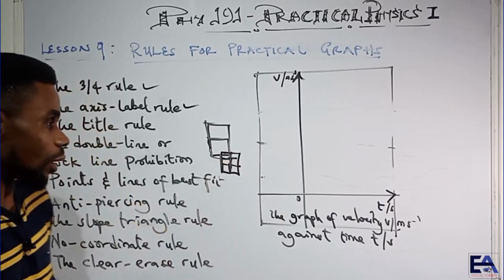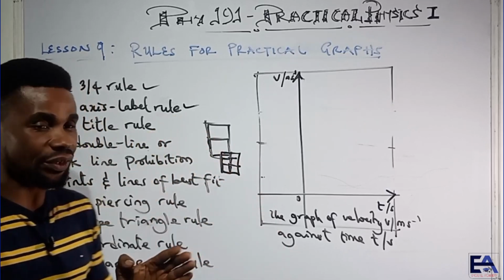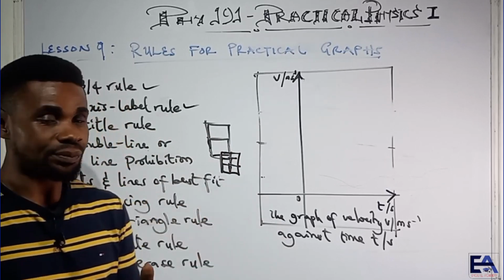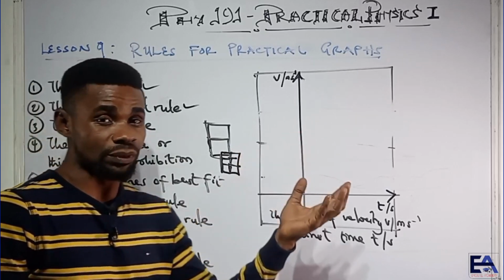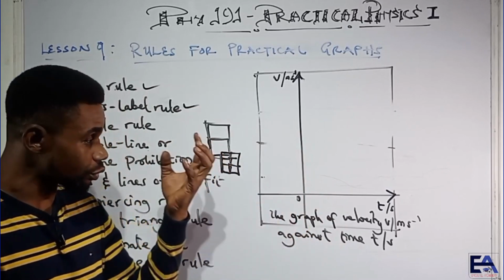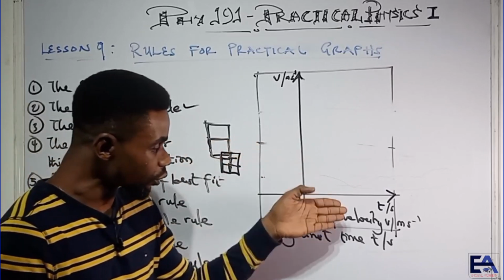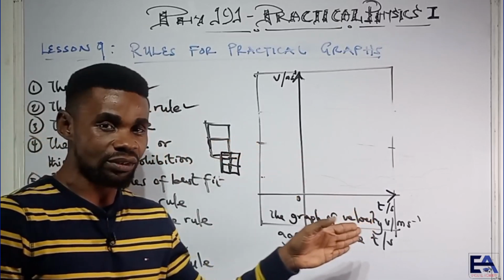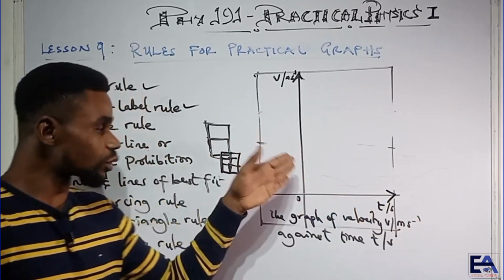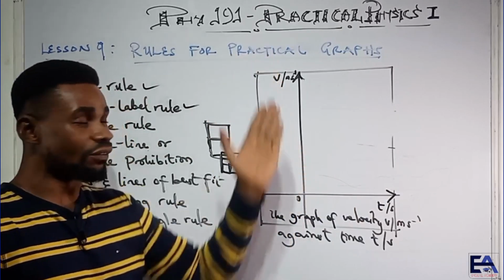Whichever graph you're using, it is also very important to indicate the scale that you used, so that the person seeing what you represent can easily follow what you're doing. The person will say, okay, this person used 2 centimeters to represent 1 second on this axis, and then used 2 centimeters to represent 5 meters per second on the velocity axis.